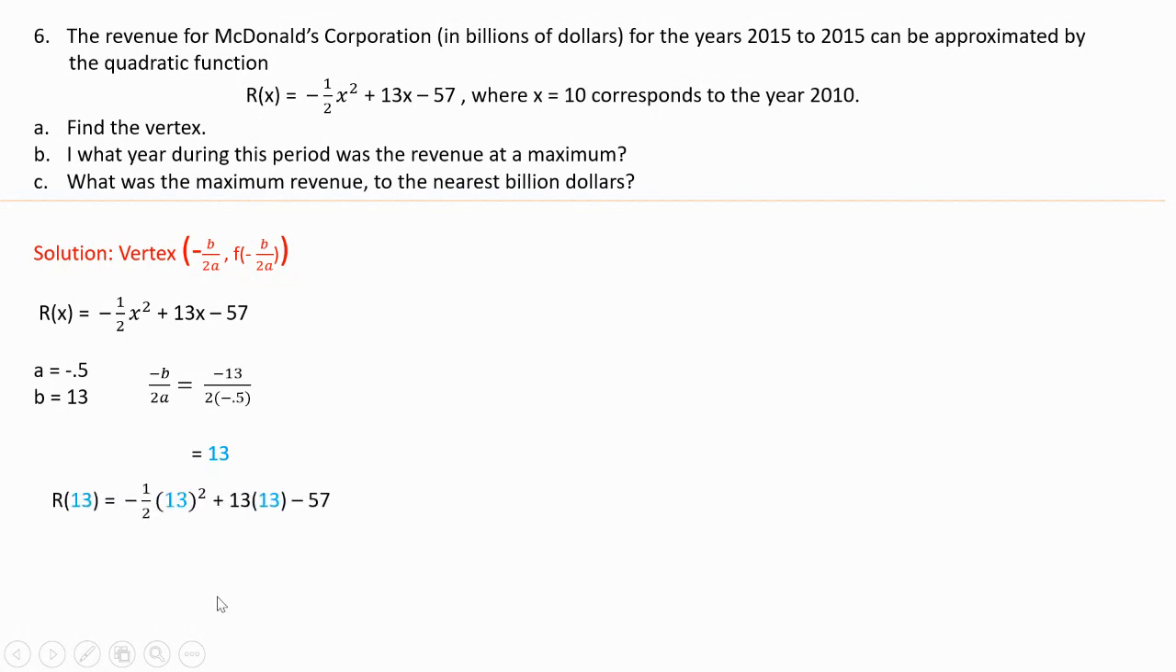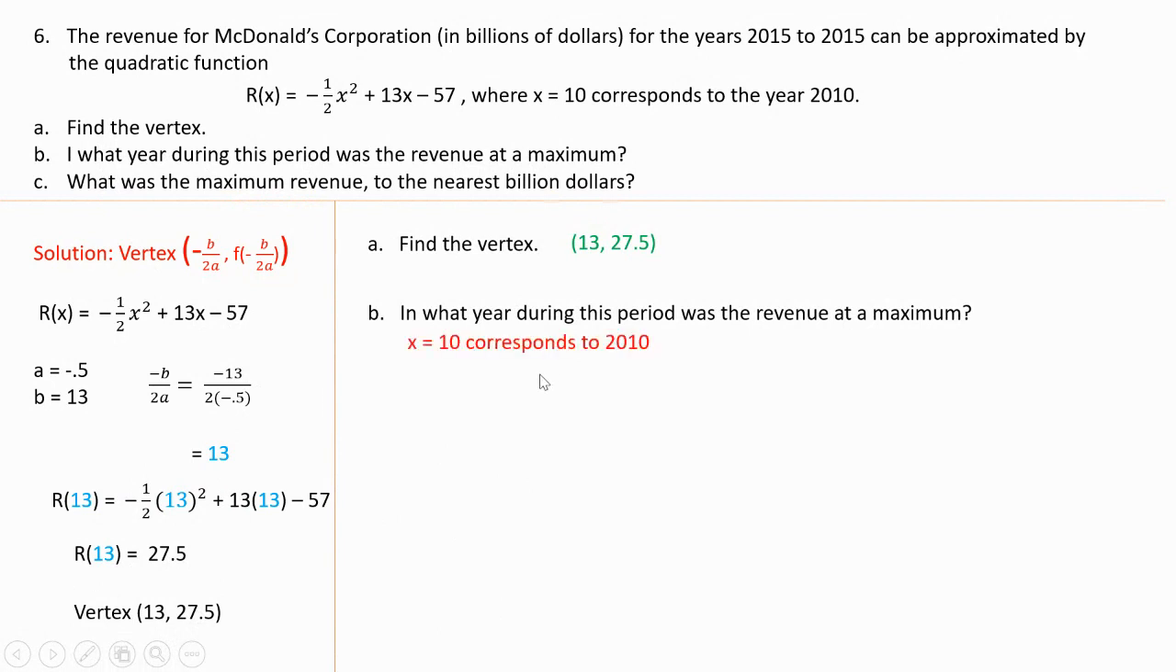Then to find the y value, we find r of 13. We get 27.5. So my vertex is 13 and 27.5, and that's the answer for A. Now the answer for B: in what year during this period was revenue at the maximum? We got 13, so the answer is 2013, because x equals 10 corresponds to 2010, so x equals 13 corresponds to 2013. In 2013, the revenue was at a maximum.